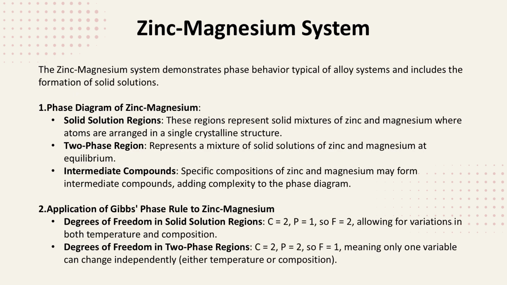The zinc-magnesium system features solid solution regions where zinc and magnesium atoms mix in a crystalline structure. Key aspects include: solid solution regions indicate complete mixing at certain compositions. The two-phase region shows equilibrium between solid solution phases of zinc and magnesium. Intermediate compounds: specific compositions create compounds with unique properties, significant in alloy design.